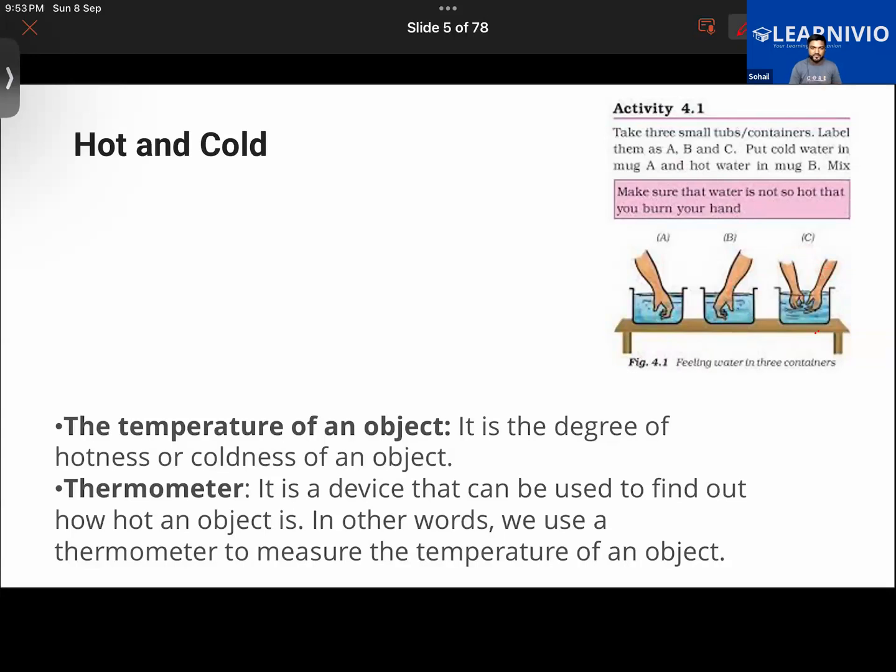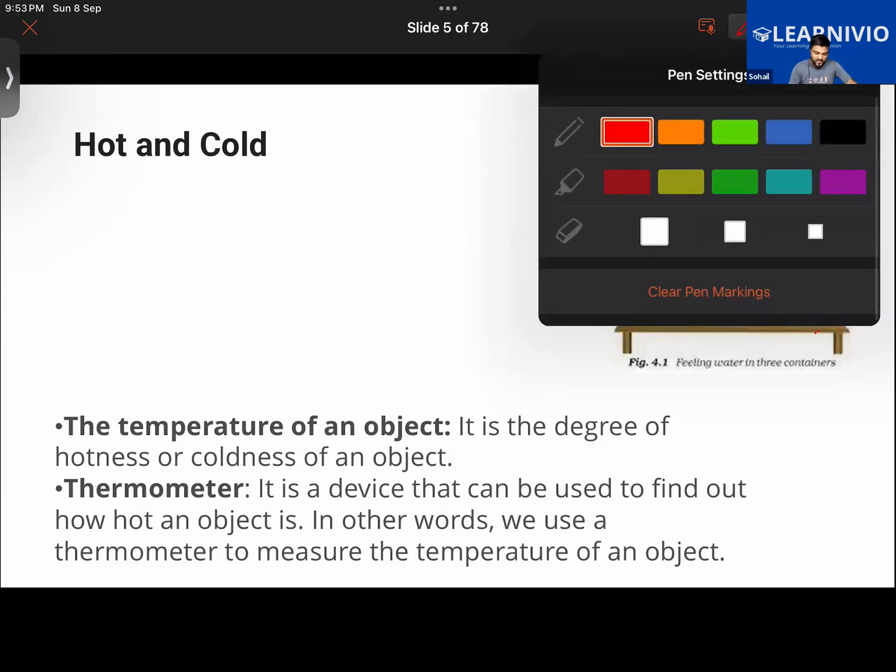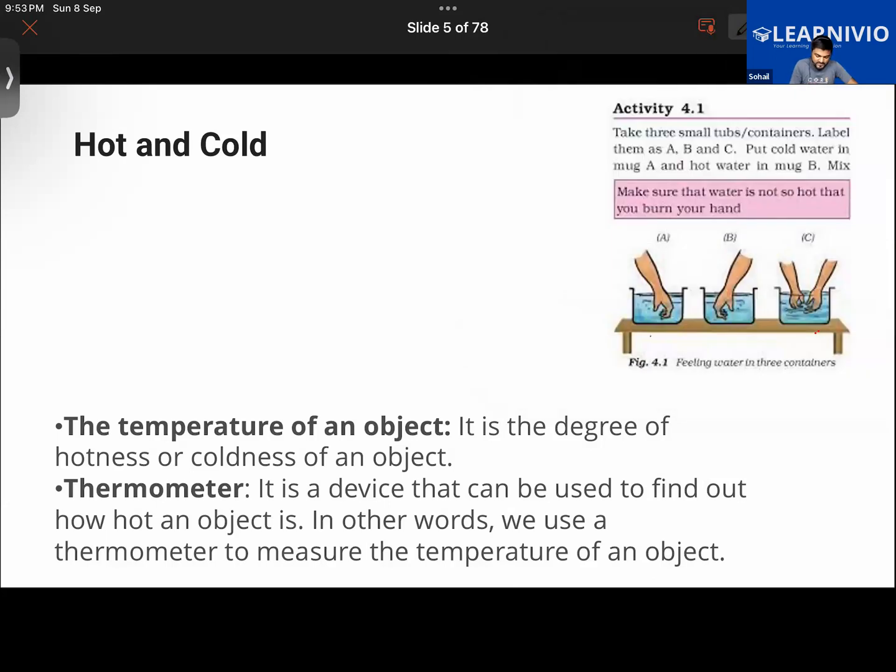Why does that happen? Getting what I'm trying to say. This container contains cold water as per the activity. This has cold water, this has hot water, and this has normal water. So when you dip your hand in container A, your hand will be feeling cold, obviously, right? So what is happening here?